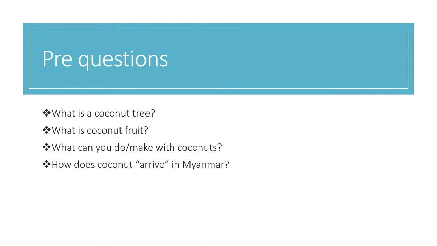The next question I have is, how did coconut arrive in Myanmar? There are a lot of coconuts in Myanmar compared to the United States. What do you think? Did it arrive from a different country, and people got the seed of the coconut and planted it in Burma? Or were coconuts already in Myanmar before anybody came over? That's kind of interesting to me to think about.